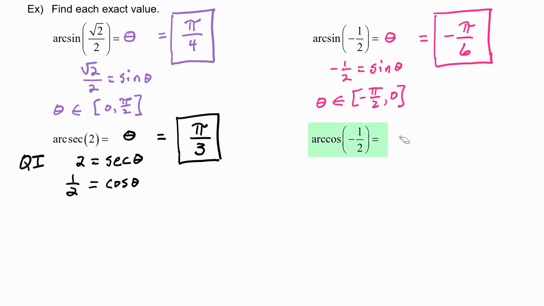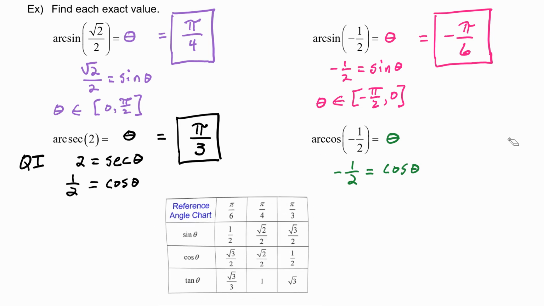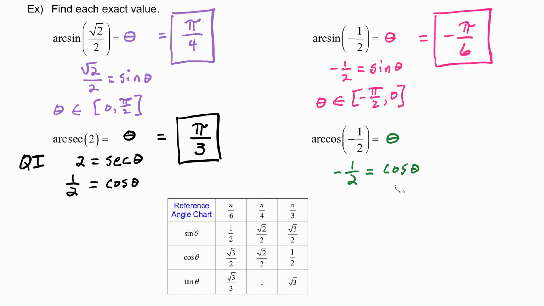Here, for arc cosine of negative half, remember that it will output an angle. If I take the cosine of the left-hand side, I get negative 1/2. If I take the cosine of the right-hand side, I have cosine theta. We look at our reference angle chart, and if the cosine of the angle is a half, the reference angle is going to be pi over 3.